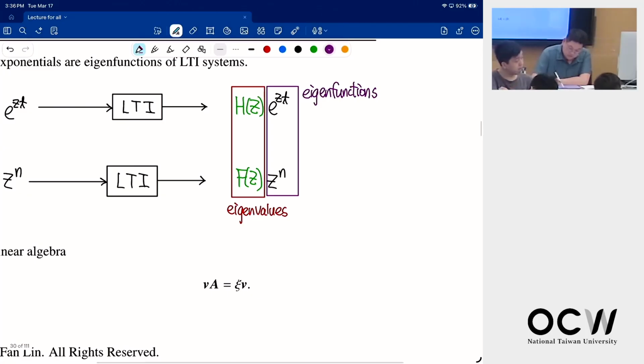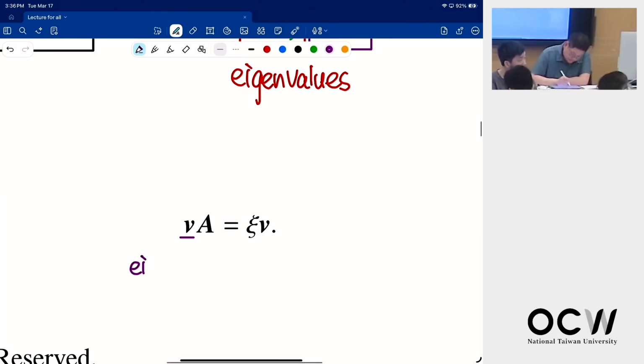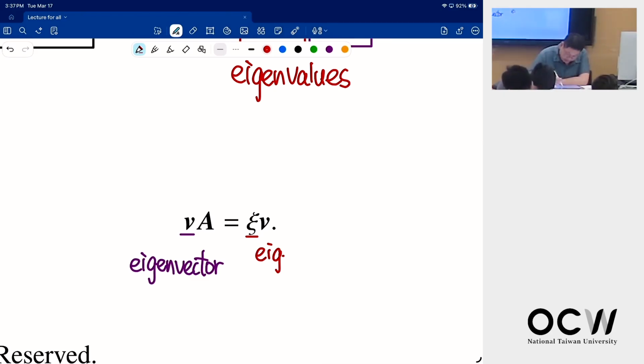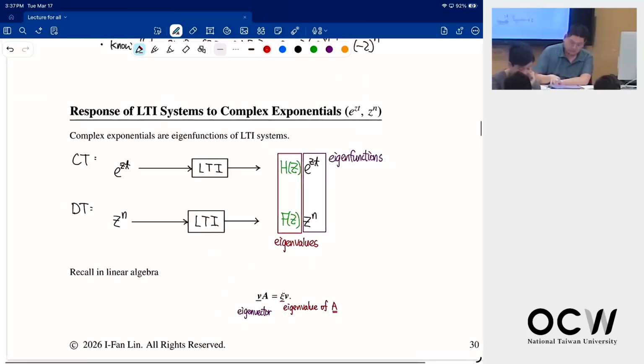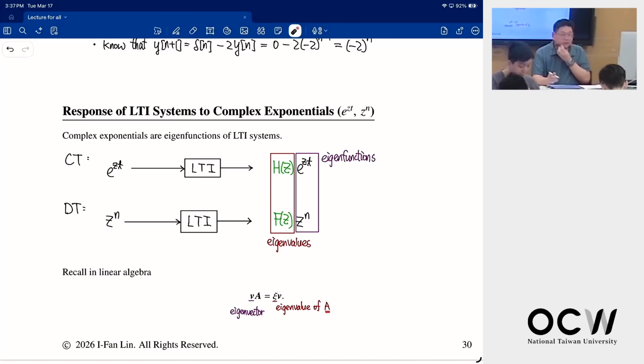Same thing. Here V is the eigenvector, and eta is the eigenvalue of the matrix A. So for the LTI system, again, if we have an input, then we expect that our output is in the same form, but with a multiple or a constant or a coefficient.